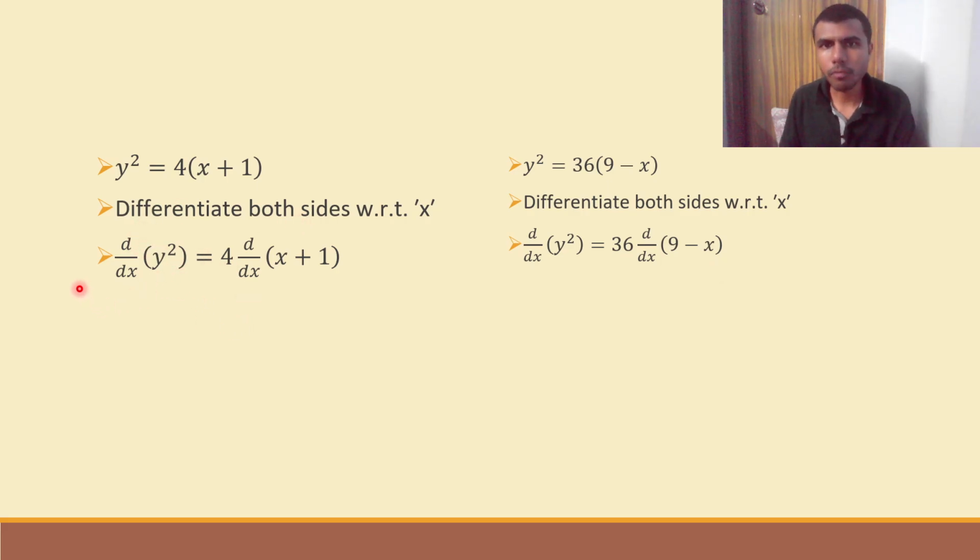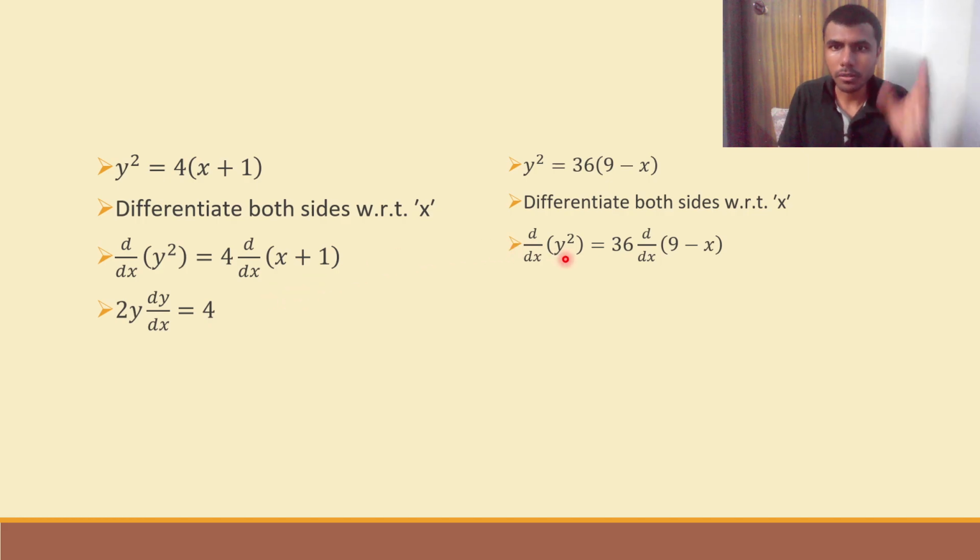Now, what is the derivative of y square? Derivative of x square is 2x, that is okay. So derivative of y square is also 2y, but here I am differentiating with respect to x and my variable is y. So as per chain rule, I get into dy by dx. So derivative of y square is 2y dy by dx, and here, derivative of x is 1 and derivative of 1 is 0 because derivative of a constant is 0. So 4 into 1 is 4.